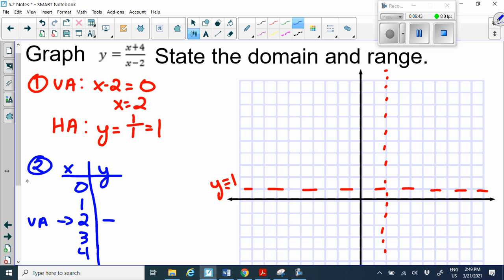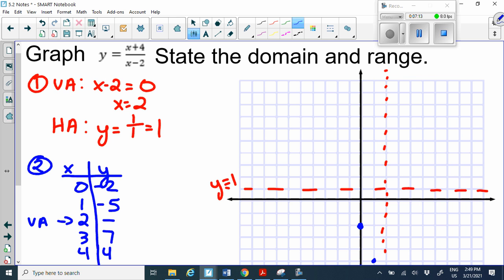Okay, plugging 0 in both x's, we have 4 divided by negative 2. That gives us negative 2. Plugging in 1, we get 5 over negative 1. That gives us negative 5. Plugging 3 in, I get 7 over 1. And then plugging 4, I get 8 over 2. So that gives me 4. So now I plot the points. So I have 0, negative 2. And then 1, negative 5.